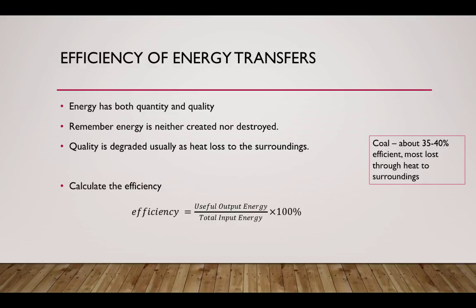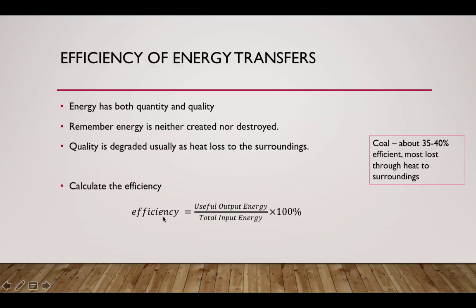So how do we put numbers to some of these descriptions in energy? The first one we're going to look at is called the efficiency, and the efficiency of energy transfer. Okay. We have to keep in mind that energy has both a quantity and a quality, right? And that quality is kind of related to that efficiency. Okay, quality gets degraded as we lose energy to the surroundings, typically in heat.